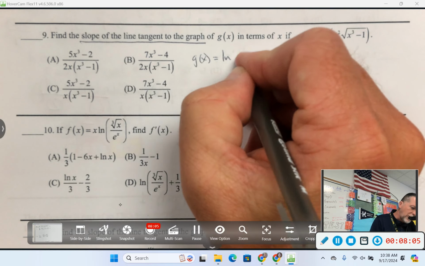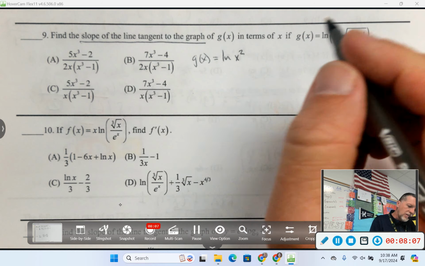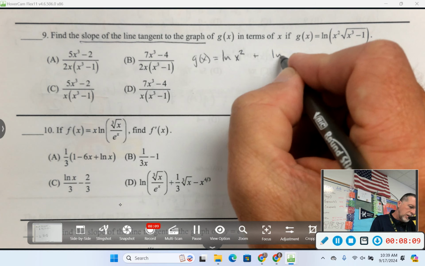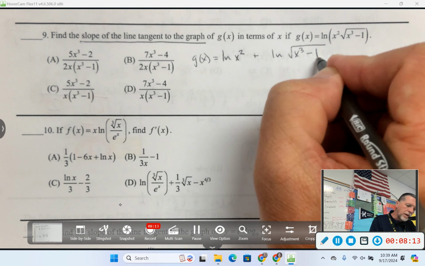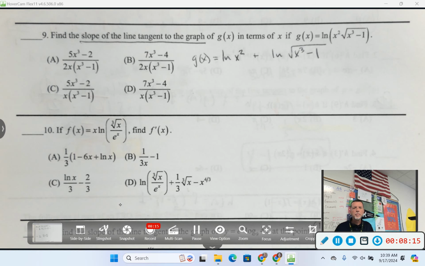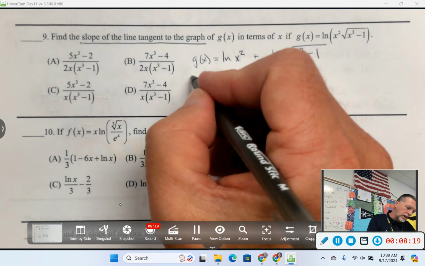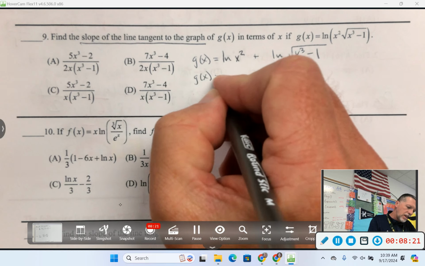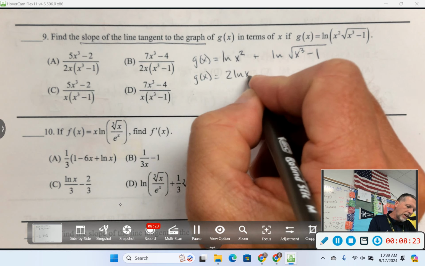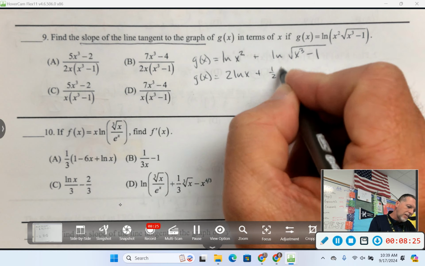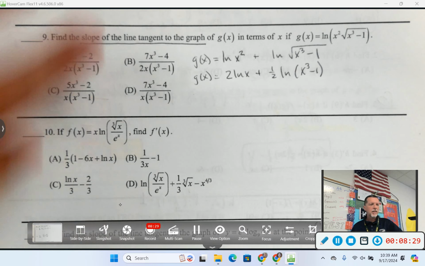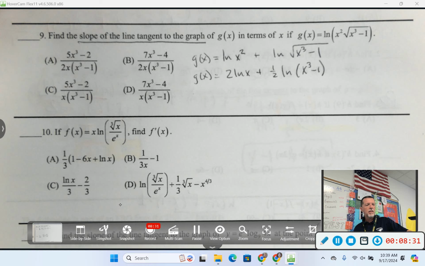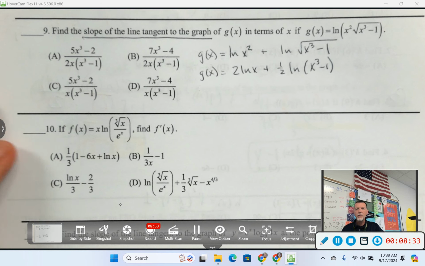Let's do some algebra. Natural log of x squared plus natural log of the square root of x cubed minus 1. Which, I mean, I could do it from there. That's still better, but I can go one more algebra step. 2 natural log x plus 1/2 natural log of x cubed minus 1. Yay for algebra, because it makes my calculus easier.